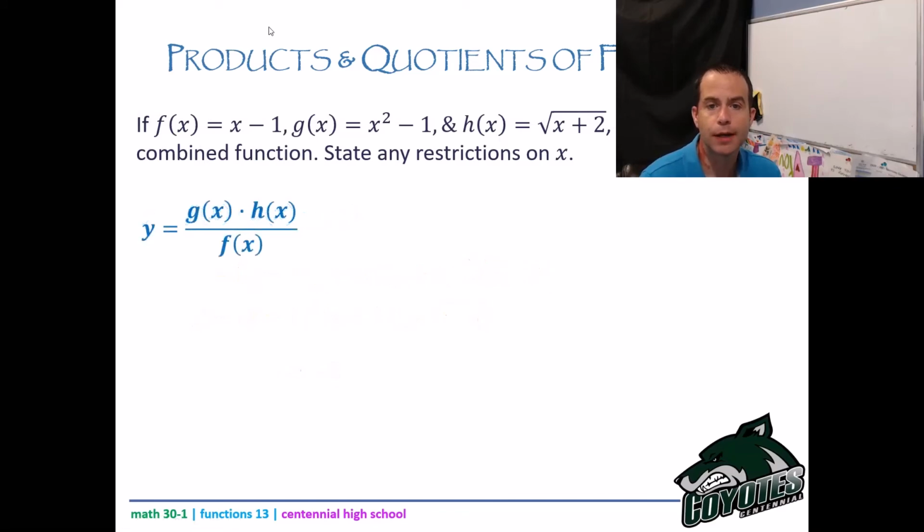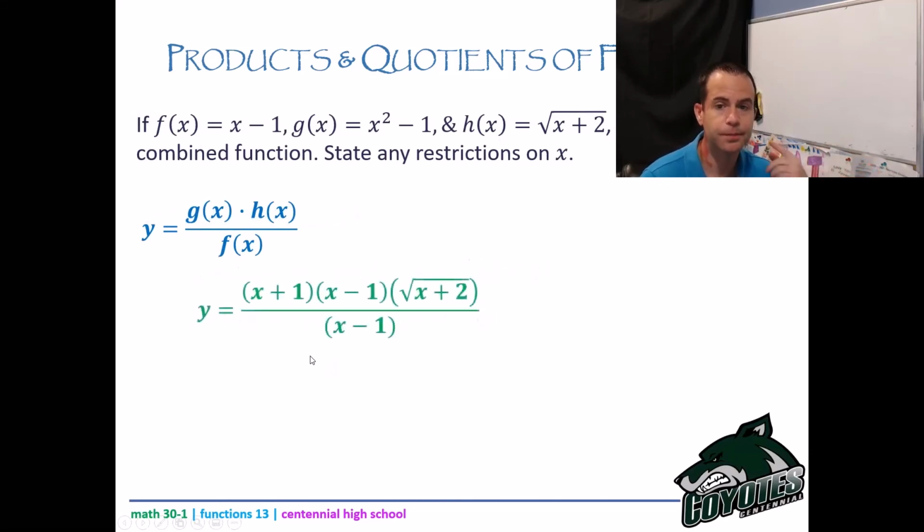Okay, now we're going to try g of x times h of x over f of x. So again, we just plug in everything you know. Okay, so this is what I'm looking at. Then I have restrictions that x can't be +1 here, and x has to be greater than -2 here.